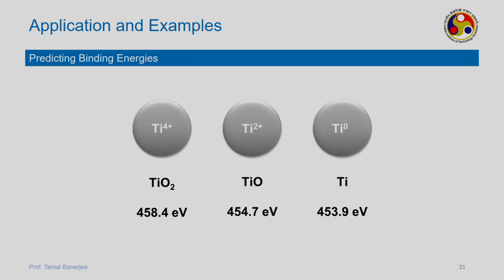Now, you can also use XPS for predicting the binding energies. The more the oxidation state, which we have already seen in the previous class. Here also, the pure titanium without any oxidation state will have a binding energy of 453.9 electron volts. Then as you go to a higher oxidation state, this increases. So you have a binding energy shift from 453 to 458, a 4 electron volt binding energy shift.